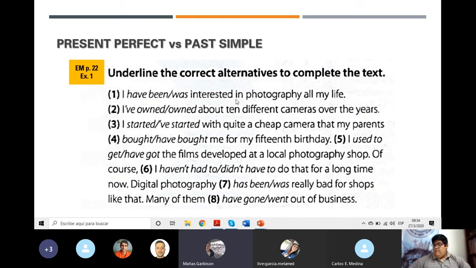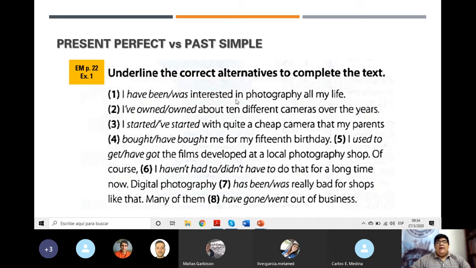Ready? Let's see. Number 1, Maria Jose. I have been interested in photography all my life. Excellent. Yes, I have been interested in photography all my life. That is, I'm still interested in photography, and maybe I'm going to go on being interested.